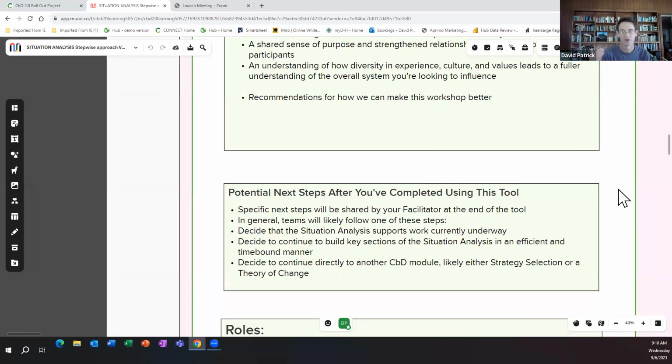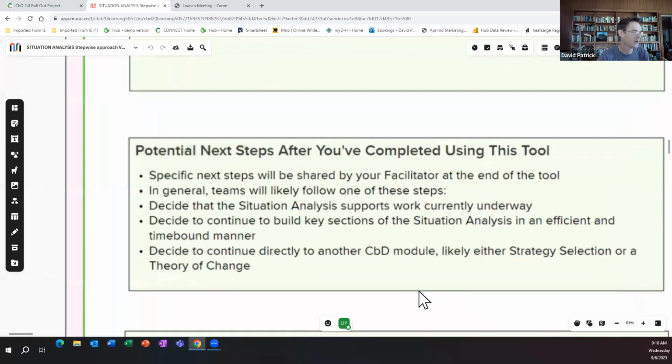At the end of the workshop series, your facilitator is going to help you really take a look at what progress you've made in developing that situation analysis, and based on that progress, what feel like the right steps for you to take going forward. But I wanted to briefly touch on those as part of the introduction today.